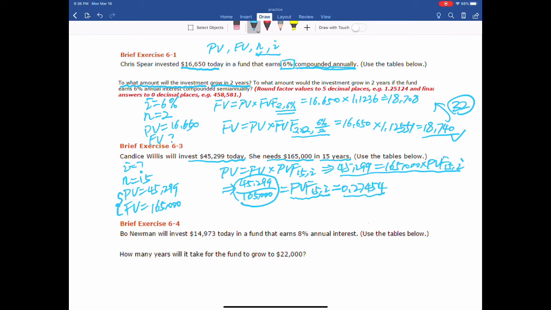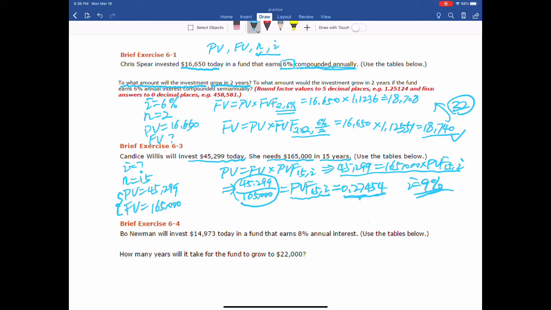Okay, so now we have the present value factor. So we look up table 2, right? And we have 15, so we look up row number 15 to find which column has the factor closest to this one. And finally, you will find that I is 9%. Okay, so that's our answer. So 9% is the annual interest rate.